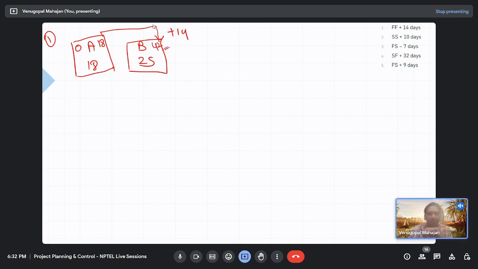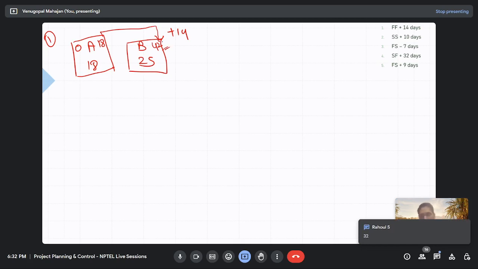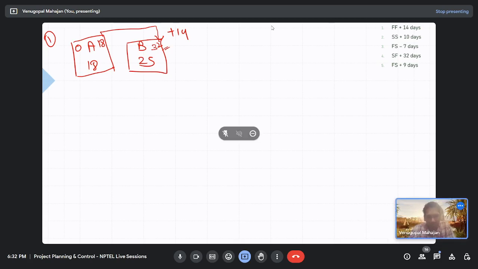What about the early start of activity B? It's 32 minus 25. Early finish at 32, and 32 minus 25 would be the early start of B. Why cannot it be 0? Can the early start of activity B be 0? No, sir.